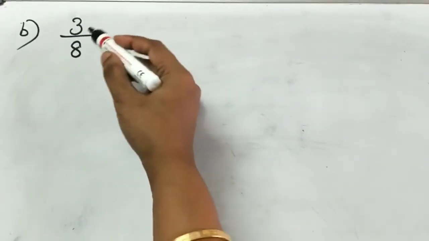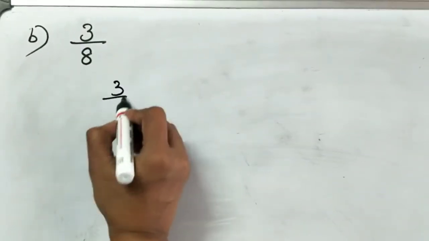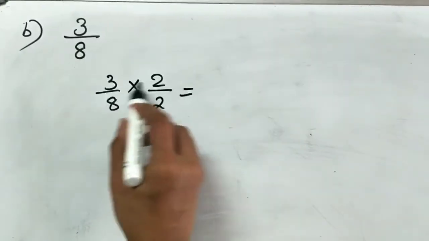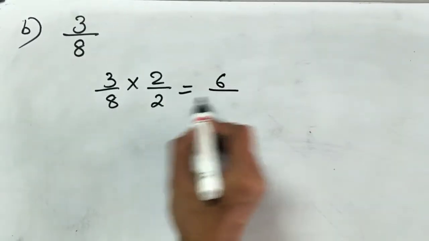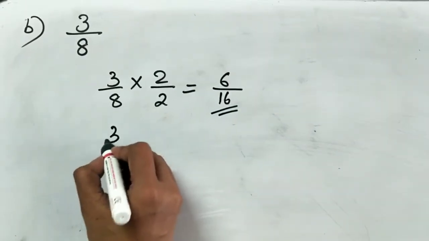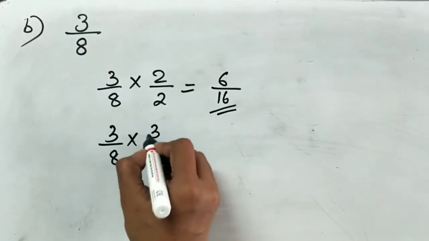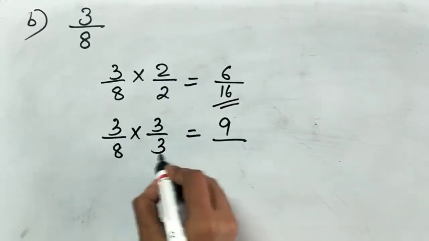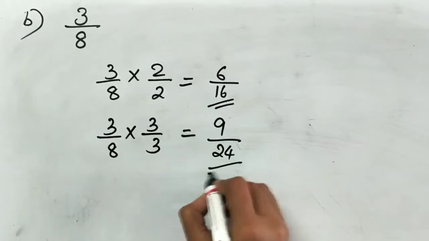Next question, 3 by 8. 3 by 8 into 2 by 2. 3 into 2, 6. 8 into 2, 16. 6 by 16. 3 by 8 into 3 by 3. 3 into 3, 9. 8 into 3, 24. 9 by 24.